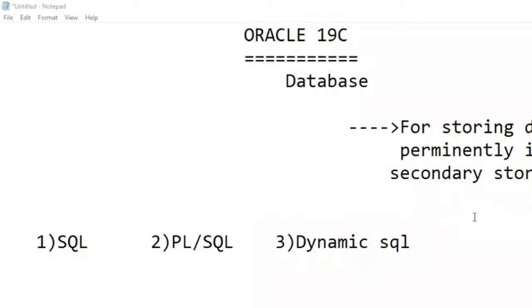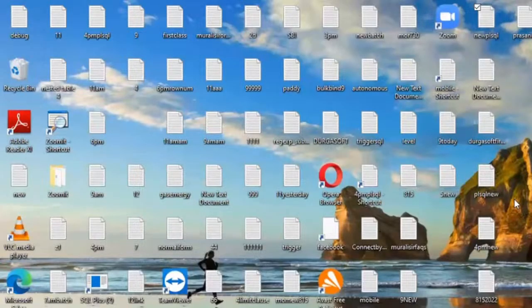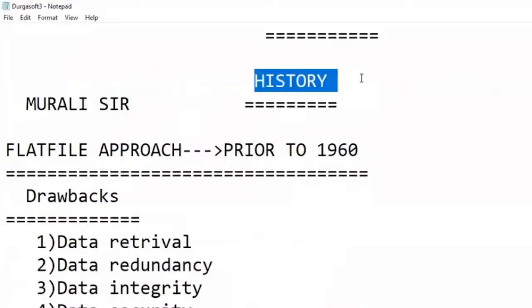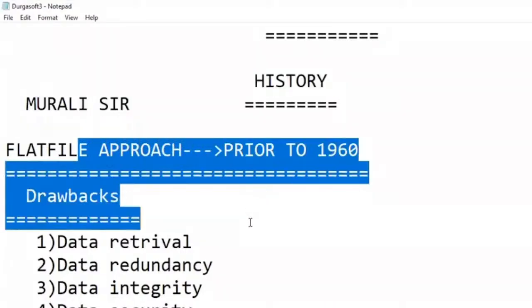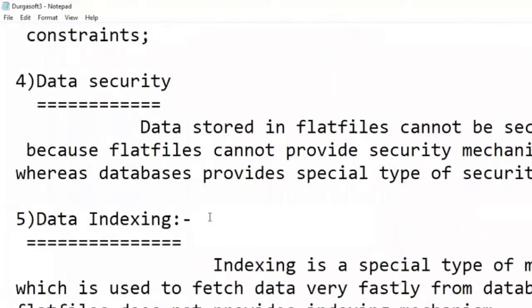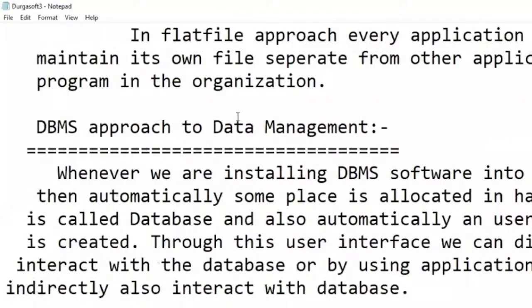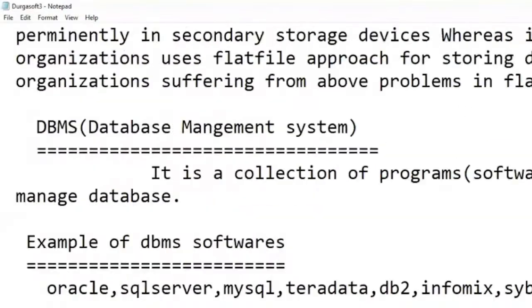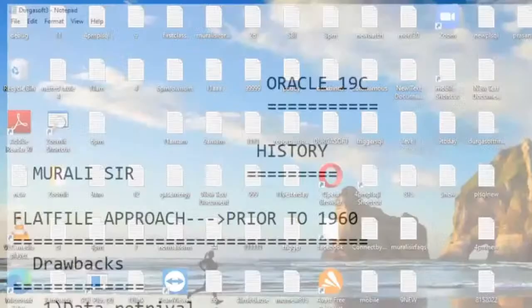In this course, we are covering SQL, PLSQL, and dynamic SQL along with this. One of these days, we will also tell the history. In the olden days, the flat file approach was there, and what the drawbacks are, we will learn in the middle of the course. Then what is a database? And DBMS, RDBMS, what are the differences? These are all things we will learn one of these days.